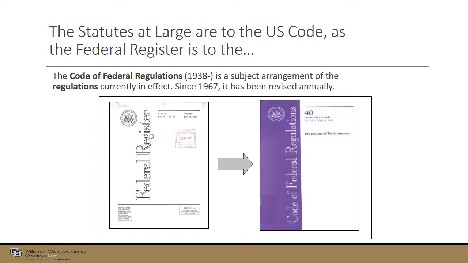Just as the statutes at large for statutory law are those statutes enacted by Congress, and then they are put into a subject code so that it's easier for researchers to use. The Federal Register essentially is the same thing, right? It's the final regulations put into a chronological publication, and then those final regulations put into a code, which makes it easier for us as researchers to find all the regulations currently impacting our research problem.